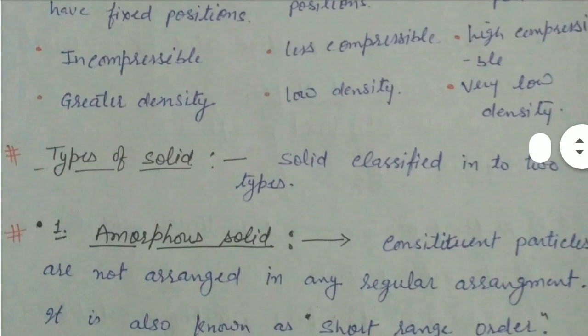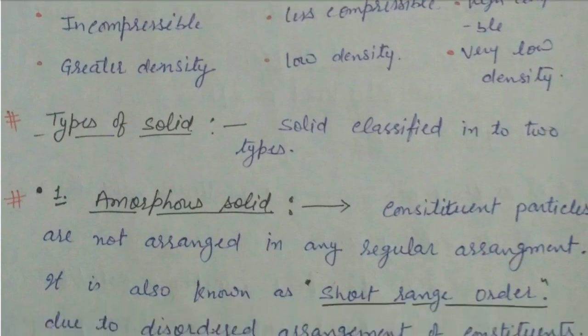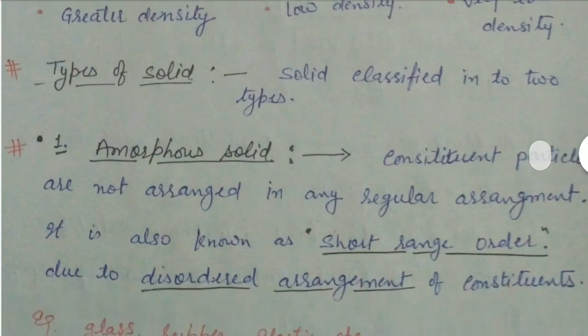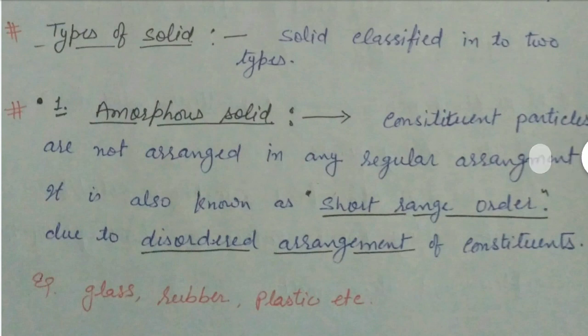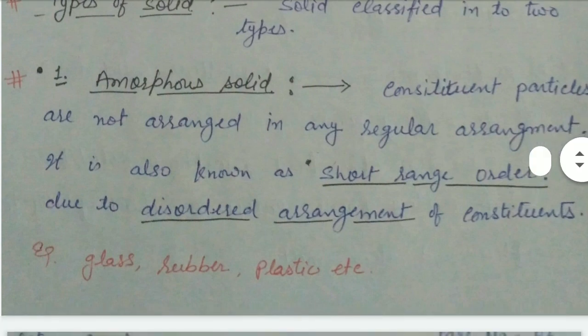Now, the first topic is types of solid. Solids are classified on the basis of the constituent particles. There are two types: amorphous solid and crystalline solid. First of all, we are talking about amorphous solid. Constituent particles means atoms, molecules, or ions. The particles of atoms, molecules, and ions are known as constituent particles.